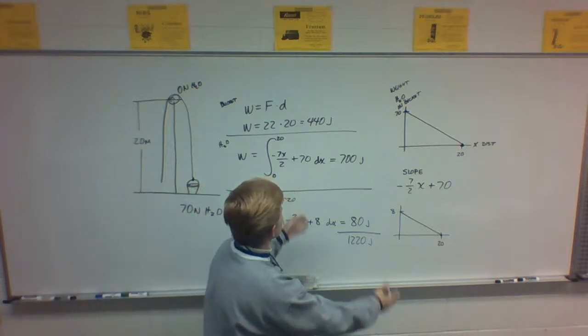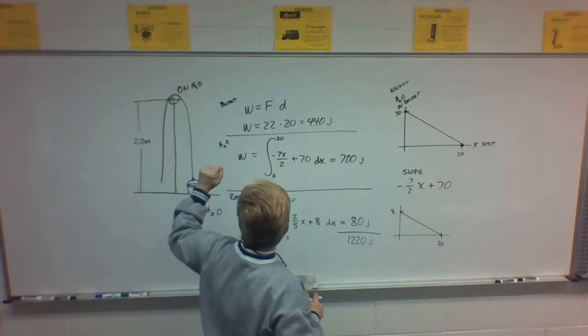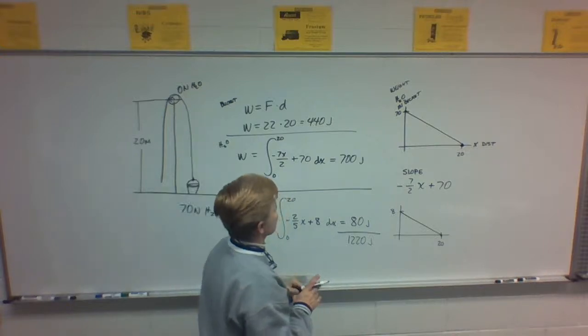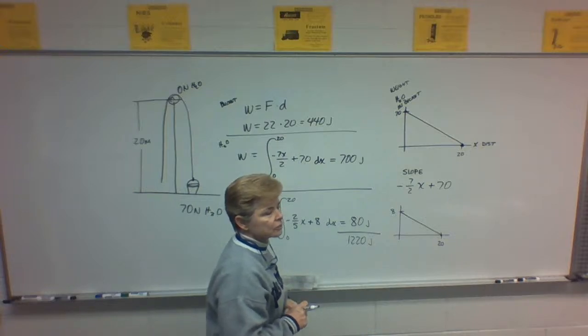How would this be different if it didn't just finish leaking right at the top? By the time it got to the top, at the moment it got to the top, it still had, let's say, 10 newtons worth of water left. How would that change things?